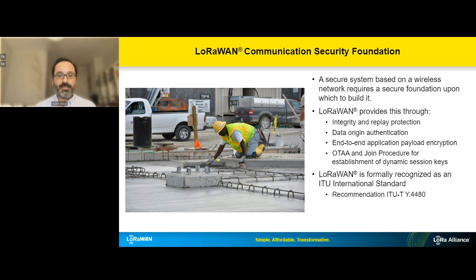And the standard comes from the LoRa Alliance, but is also formally validated, approved, and published by ITU as well. If you go and download ITU-T Y.4480, you will see this is the LoRaWAN Layer 2 spec version 1.0.4. And it's part of our collaboration with ITU, which also provides us the blessing of ITU and the validation of the quality of our specification.